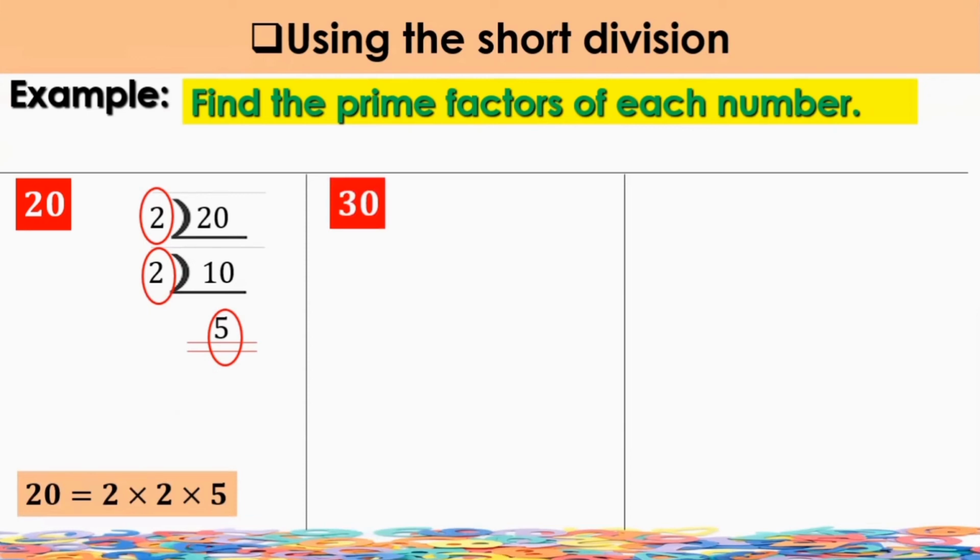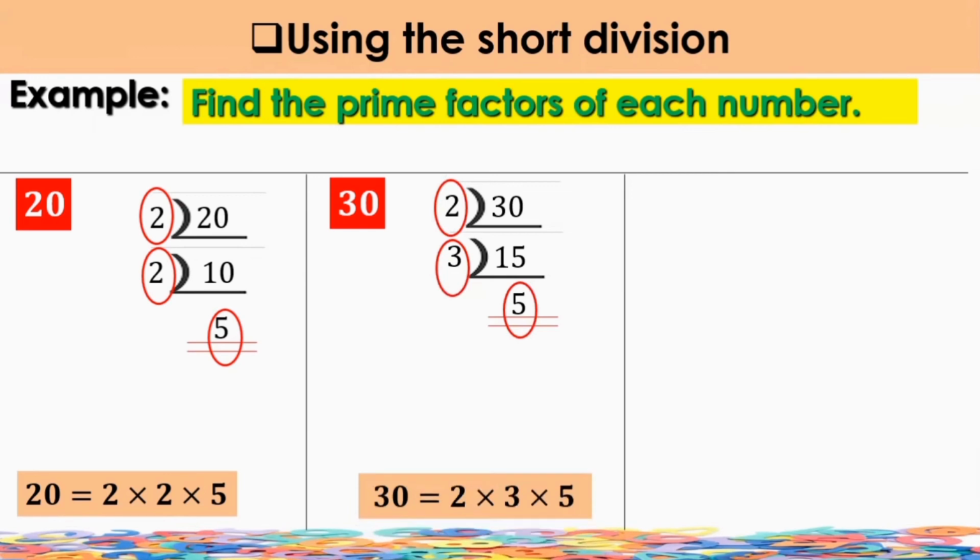Next, number 30. 30 divided by a number, the smallest factor of 30 that is a prime number, which when divided from 30 leaves no remainder. What is that number? 2. 30 divided by 2 is equal to 15. 15 is a composite number, so let's continue the process. Think of the smallest factor of 15 that is a prime number, which when divided from 15 leaves no remainder. 3. 15 divided by 3 equals 5, and we all know 5 is a prime number, so let's stop in here. Therefore, the prime factors of 30 is equal to 2 times 3 times 5.